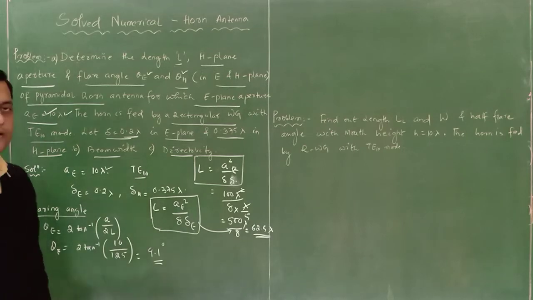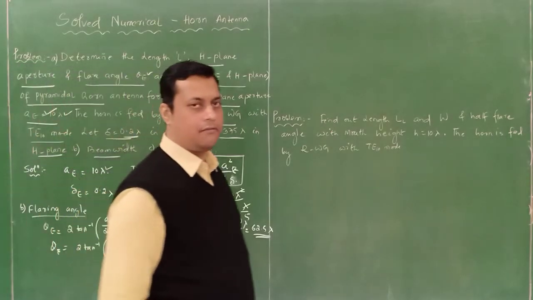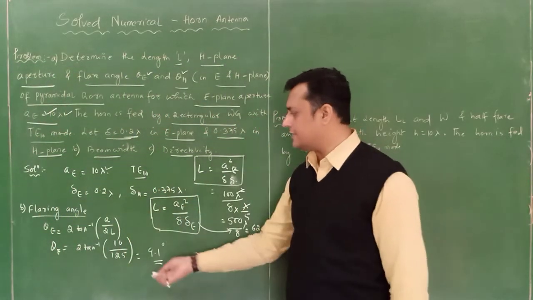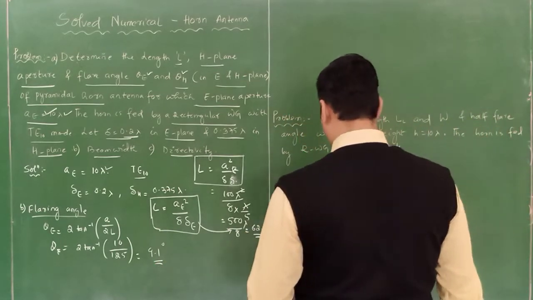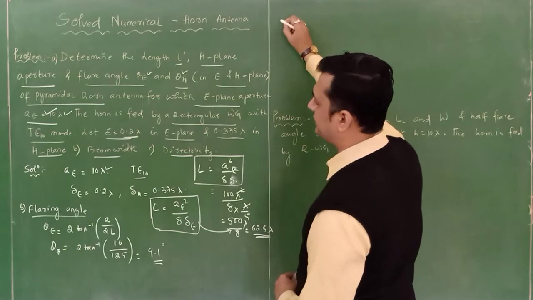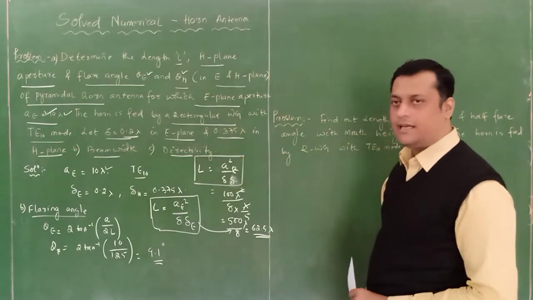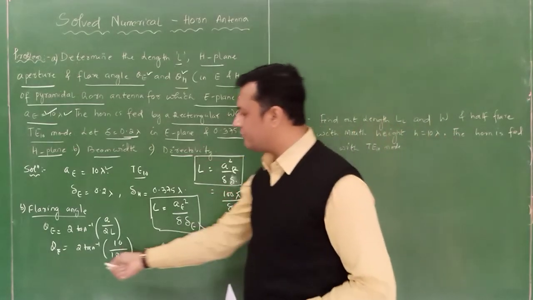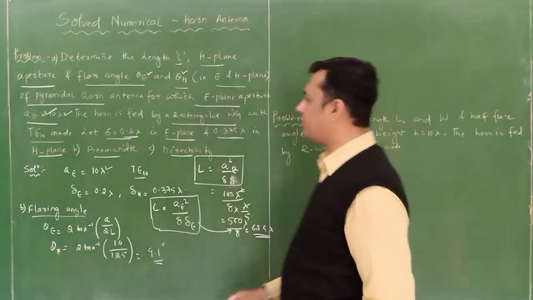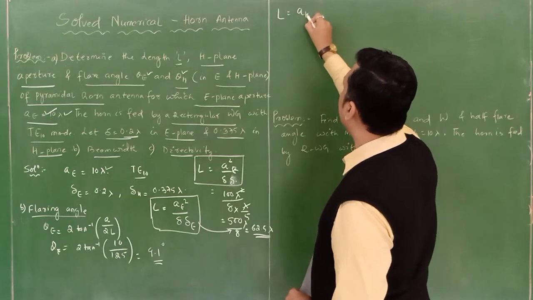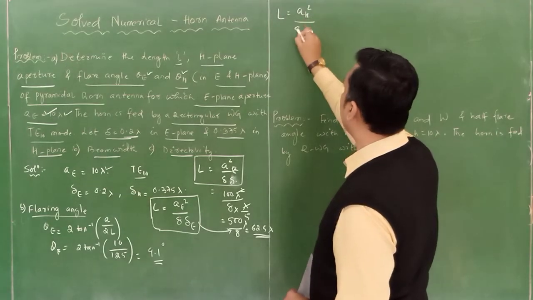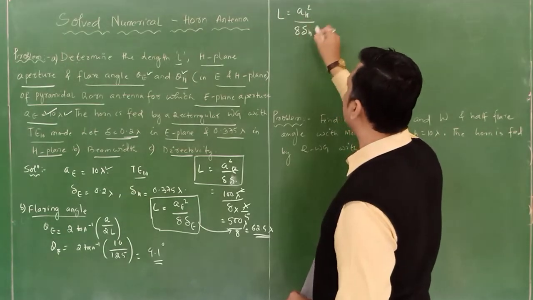Similarly, we are going to calculate our theta H. Next, we have to find out theta H. For theta H, we have to find out the length, and after determination of length, we have to find out the angle. So how will we identify the length? For that, it is AH square divided by 8 del H.